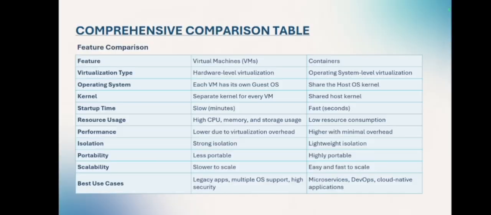This table summarizes the major differences between them. Virtual machines virtualize hardware, whereas containers virtualize the operating system. VMs offer strong isolation, but they consume more resources. Containers are lightweight, start quickly, and provide better performance. Today, many organizations use both technologies together depending on the workload.